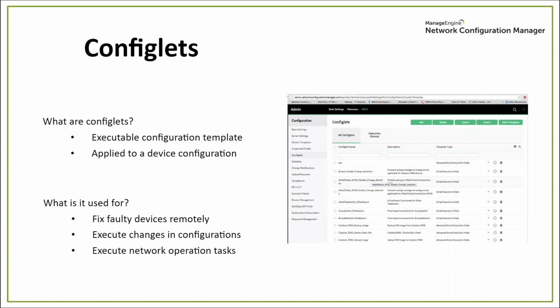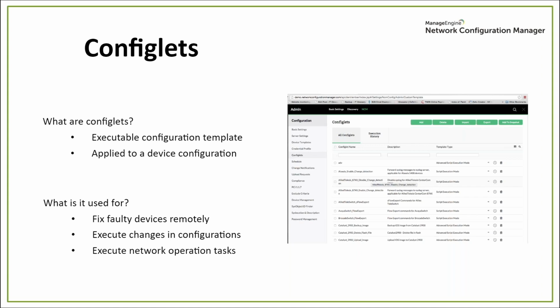Configlets are executable script templates, and when they are applied to devices, they will execute the commands in a sequence. What are configlets used for? Configlets are used to fix faulty devices in your network. Malfunctioning devices can be fixed from within NCM, and a telnet or a putty is not required. Using configlets, you can also execute changes and other network operations in the devices.